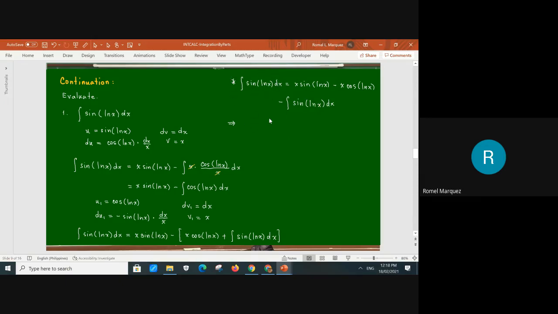If I'm going to transpose it on the left side, how many integrals do we have now? So we now have two integrals of sine of ln x dx, right? And then I'll just copy the rest of the terms on the right side.